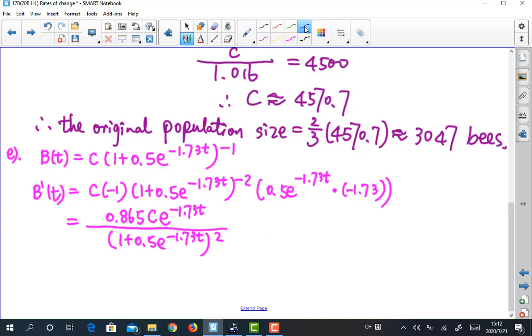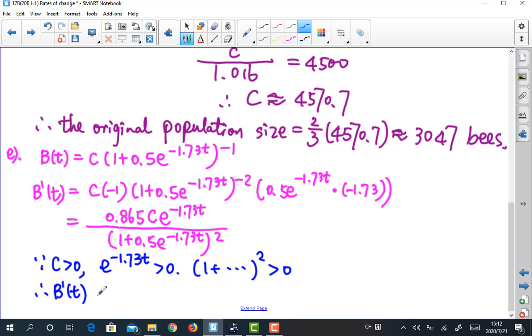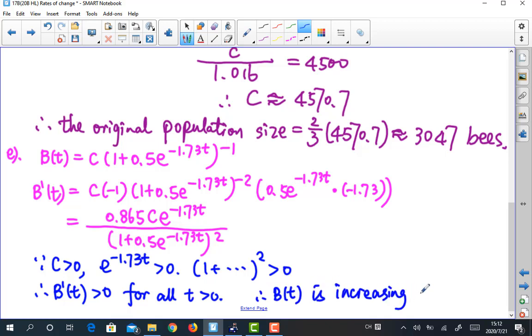You know c is always positive, and this e to the power of negative 1.73t is always positive, and the denominator is squared, so it must be positive. Therefore b prime t is positive for all t values on the domain t is greater than 0. Therefore b of t is increasing over time.